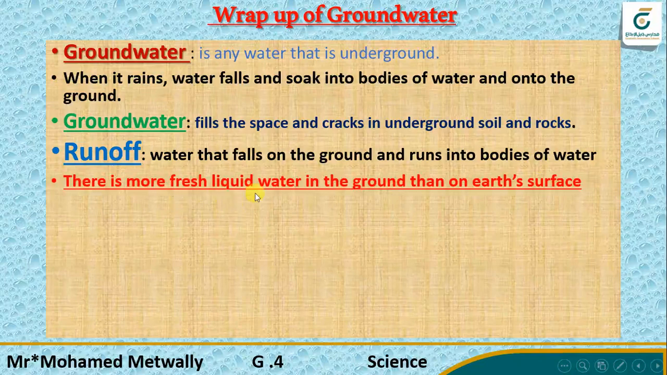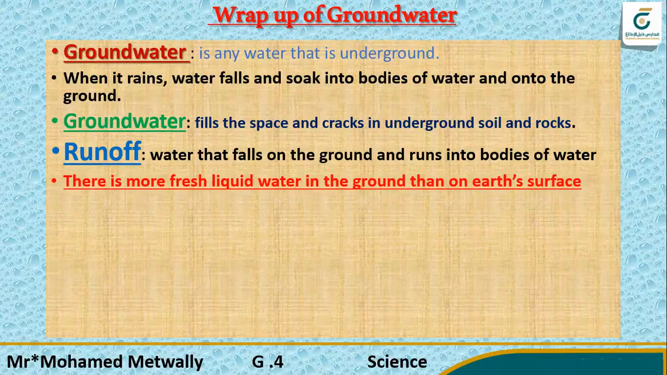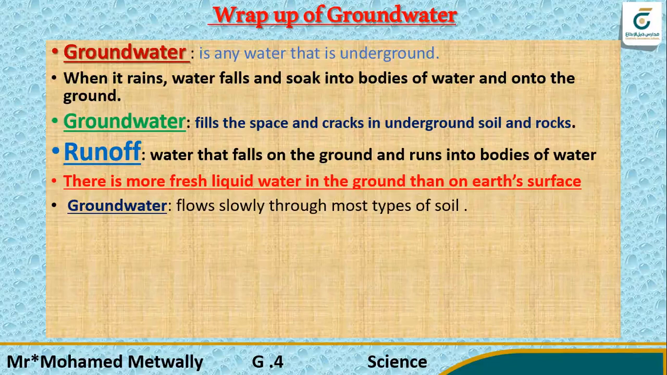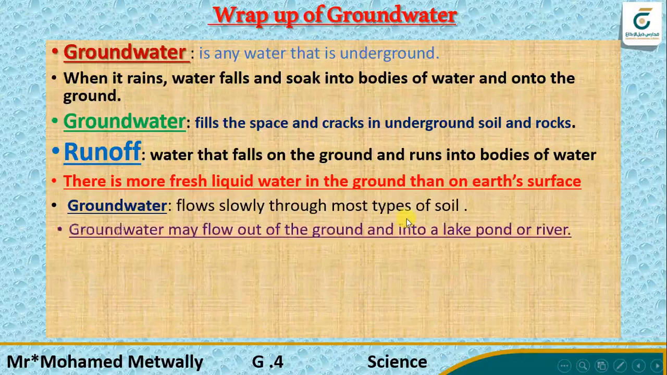There is more fresh liquid water in the ground than on the Earth's surface. We said that in the previous lesson: groundwater is a larger amount than Earth's surface water. Groundwater flows slowly through most types of soil. You know that there are many kinds of soils, clay, sandy soil, muddy soils. So you have to know that groundwater flows slowly through most types of soil.